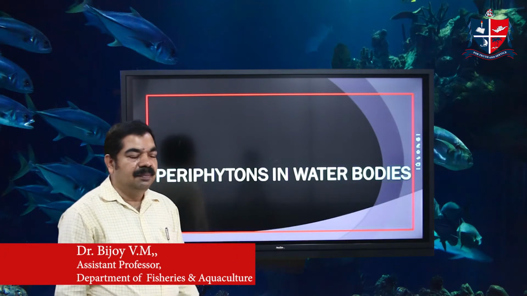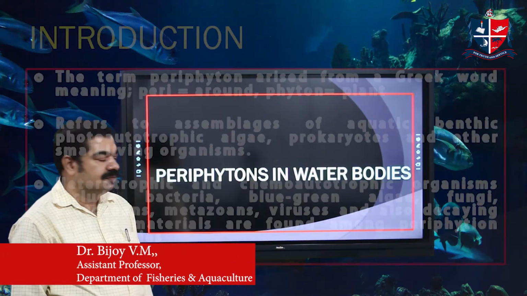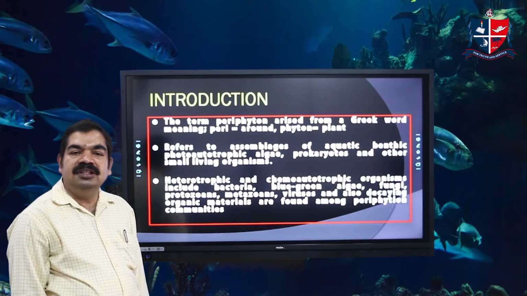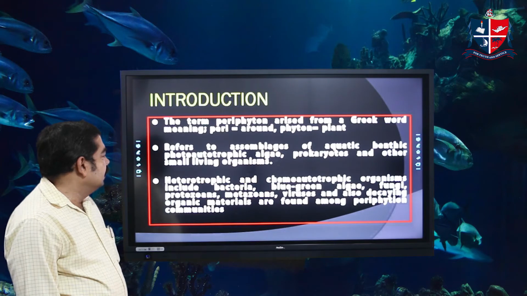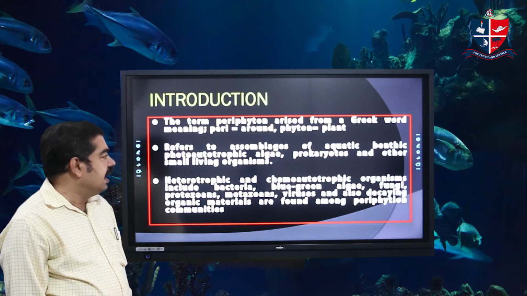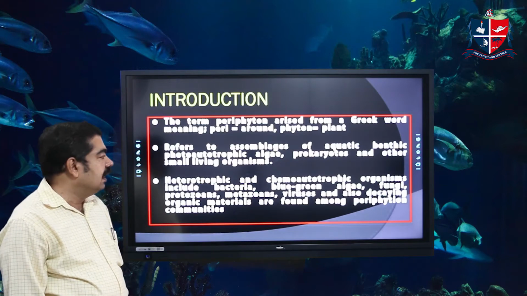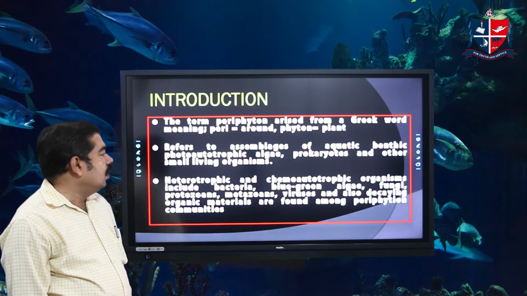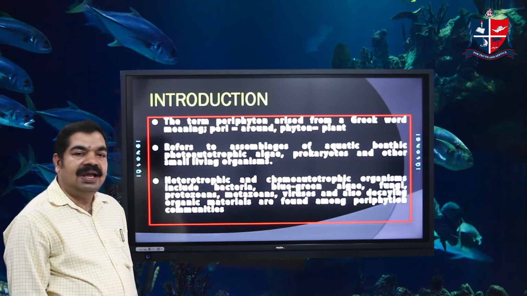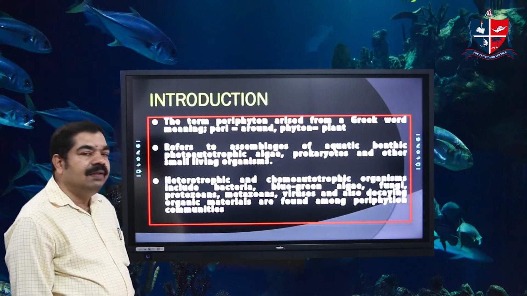Here is periphyton in water bodies. The term periphyton arises from a Greek word, peri, which means around, and phyton, which means plant. Periphyton refers to a complex assemblage of aquatic benthic photoautotrophs like algae and also prokaryotes and other small living organisms.